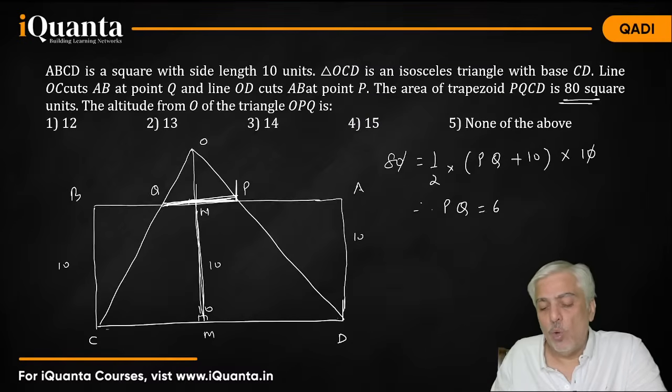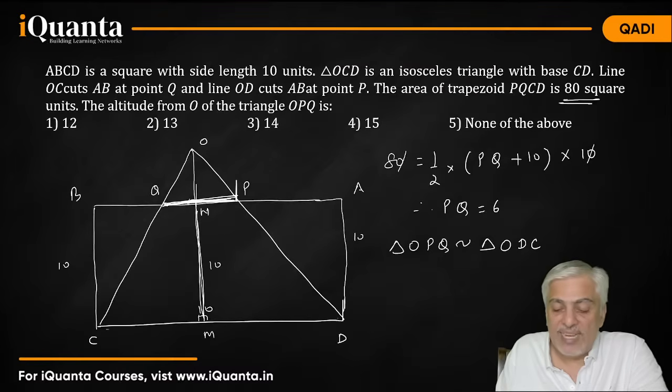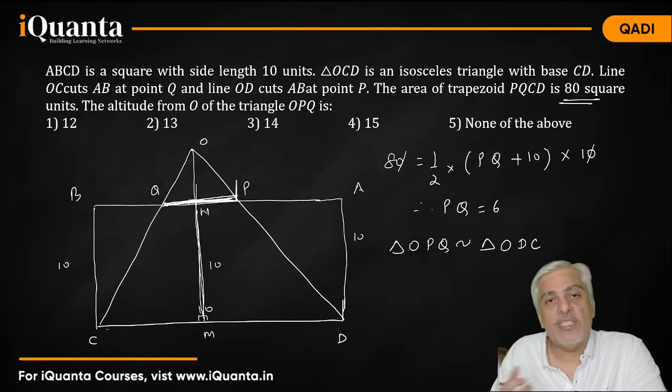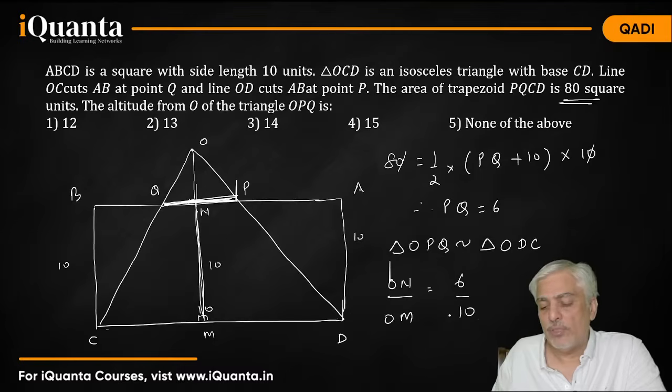So triangle OPQ and ODC are similar. Triangle OPQ is similar to triangle ODC. If the sides are in the ratio 6 and 10, then the heights will also be in the ratio 6 and 10. So ON upon OM will also be 6 upon 10, from the similarity point of view, that is 3 upon 5.